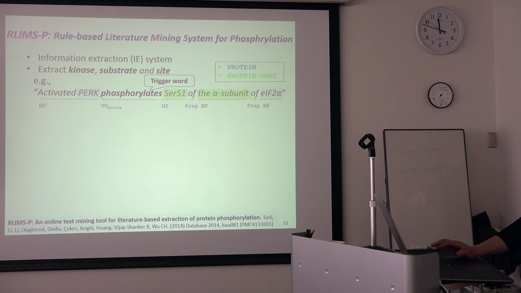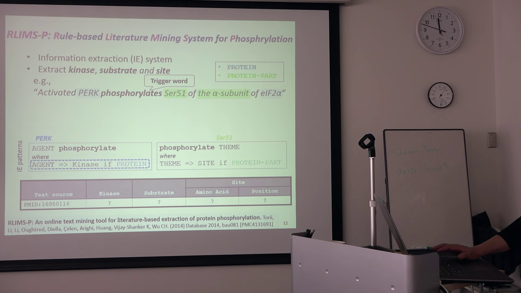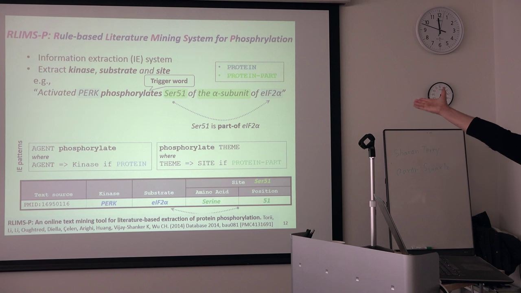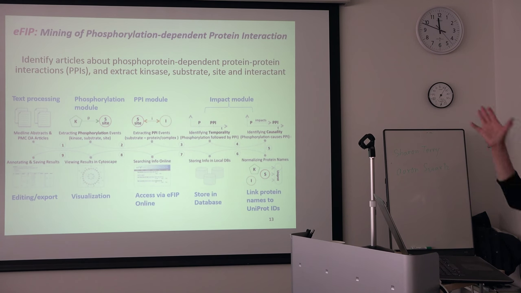So RLIMS-P is the first rule-based, pattern-based system that we developed that basically allows us to detect information from the scientific literature using trigger words, using information extraction patterns to convert them to a structured format. And since then, we have taken this to develop additional relation extraction systems. So eFIP is a system that is trying to mine the impact of phosphorylation on protein-protein interaction. RLIMS-P allows us to identify kinase substrate sites.